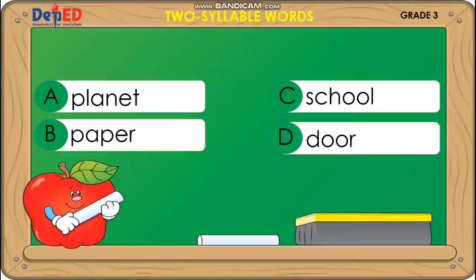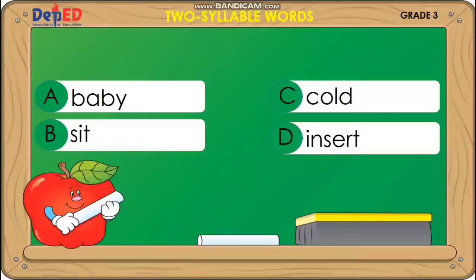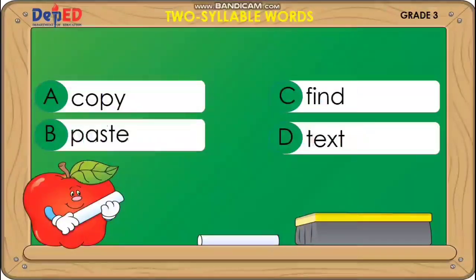Very good. The two-syllable words in this group of words are planet and paper. Next, baby, sit, cold, insert. What are the two-syllable words in this group of words? Very good. The answers are baby and insert.